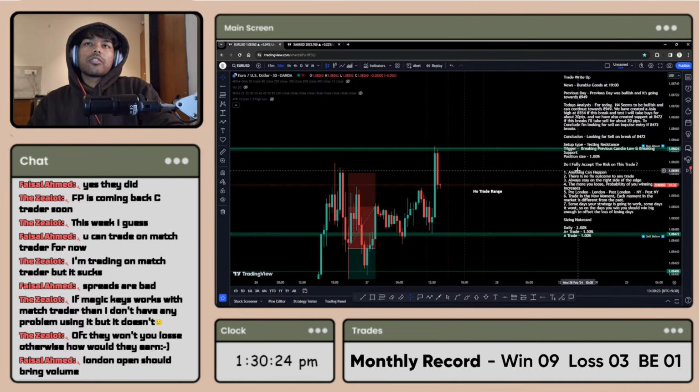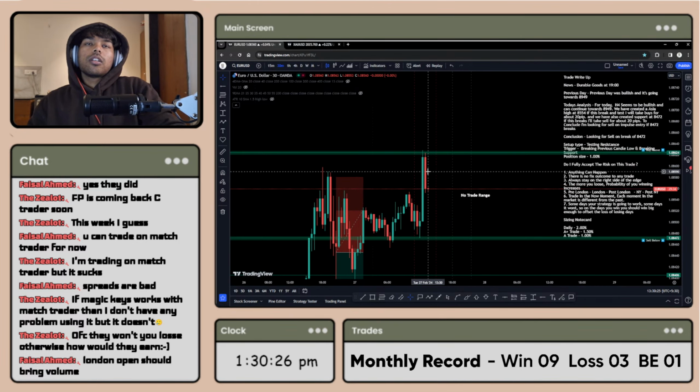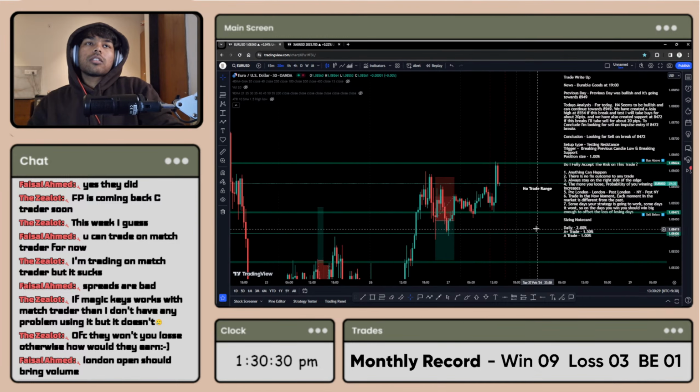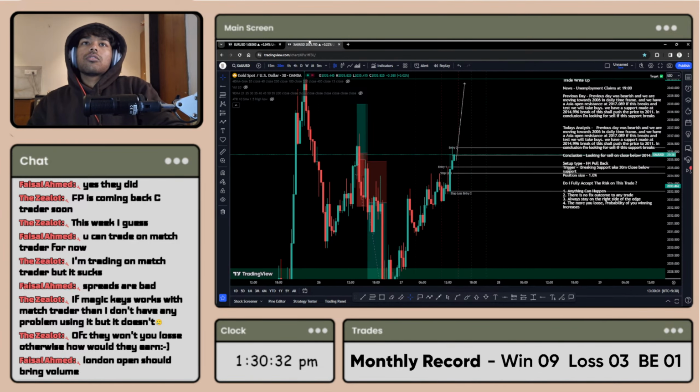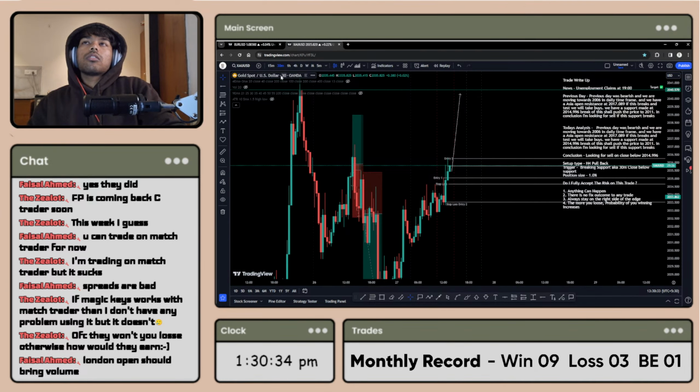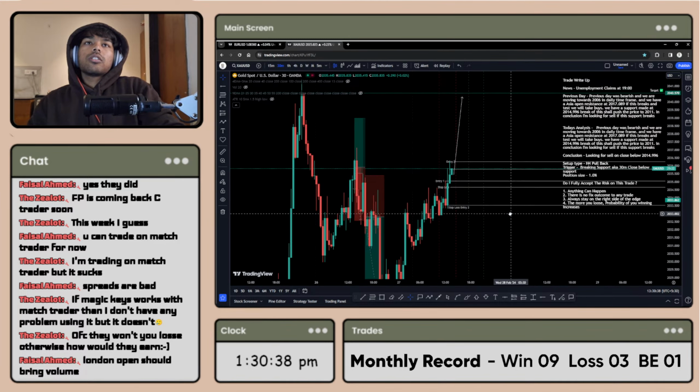Okay, so we have a solid candle close on USD right here, and I think this validates that the yellow resistance is in play totally. Over here on gold, we have opened really bullish. So let's just see if this can continue or not.